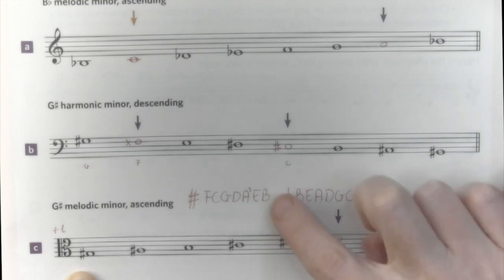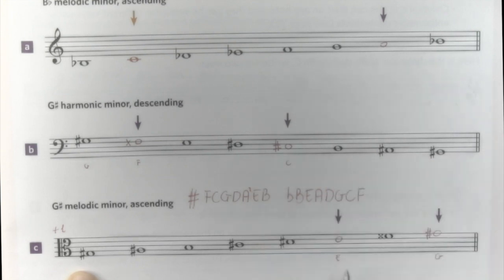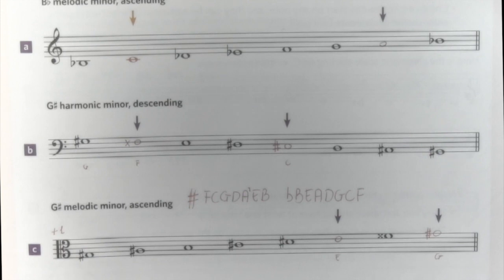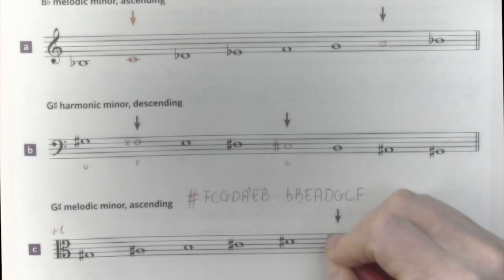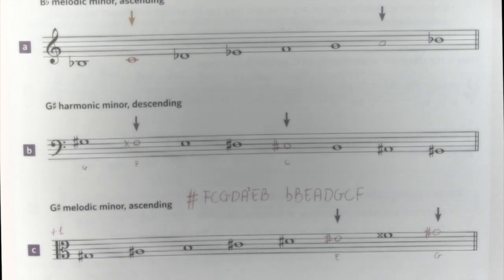Okay, so E. Now, we need to know if this E is sharp or not, and it isn't because it's not in the key signature. However, this is a melodic scale and has to be raised. So this is sharp. We have lots of sharps in G sharp minor. That is all done.